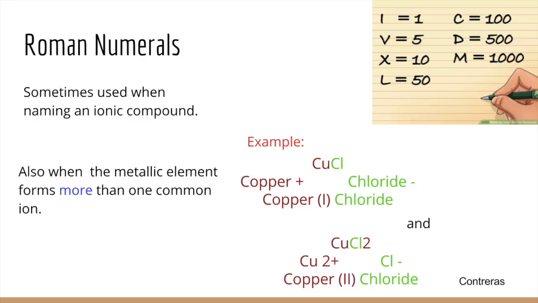Roman numerals are sometimes used when naming an ionic compound. They are also used when the metallic element forms more than one common ion. For example, CuCl. Cu is copper and Cl is chloride. Cu has a charge of +1 or +2. So in this case, for CuCl, the copper is going to be positive because Cl is negative.